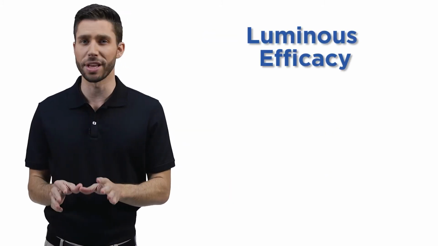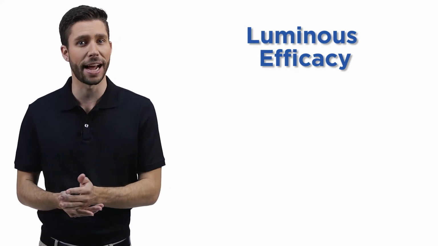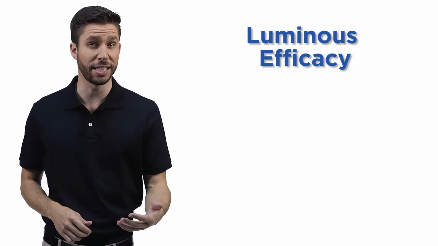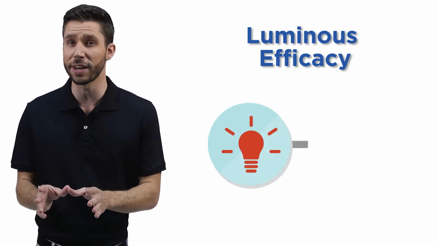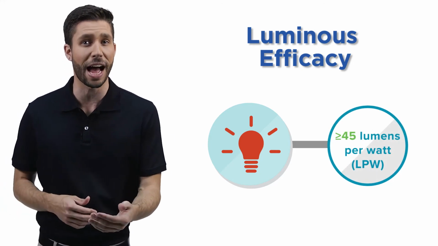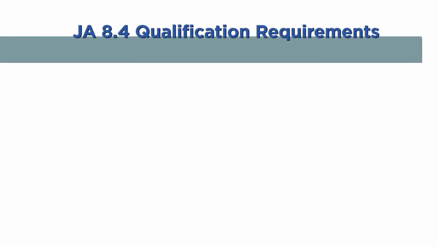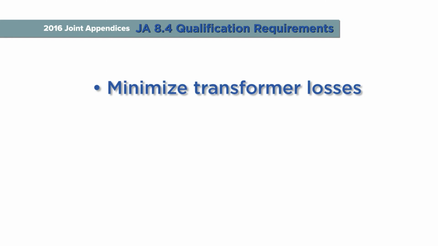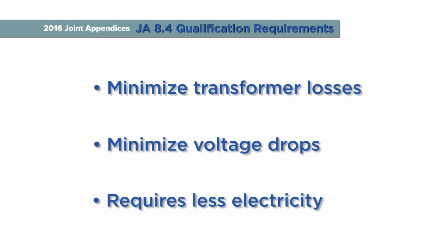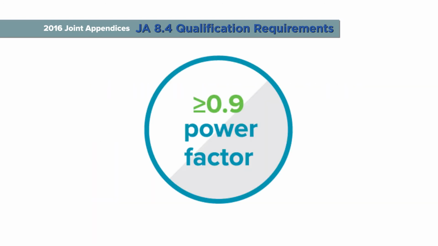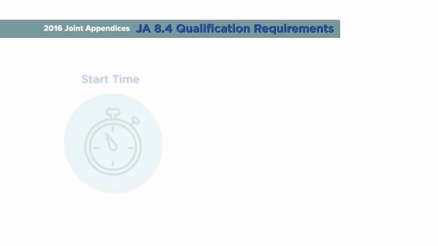Efficacy requirements ensure that all light sources maintain minimum baseline energy efficiency. To qualify as a high-efficacy light source under Joint Appendix JA8, it must have a luminous efficacy equal to or greater than 45 lumens per watt. Light sources with high power factors minimize transformer losses and voltage drops in wiring, ultimately requiring less electricity to operate. The power factor must be equal to or greater than 0.90 at full light output. Start time refers to the amount of time it takes for a luminaire to become illuminated after being switched on.